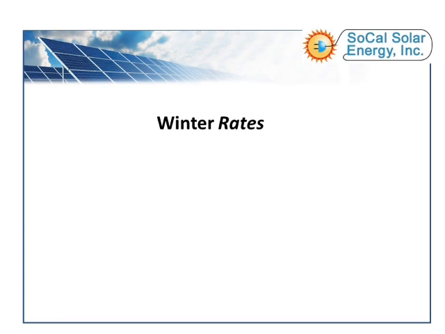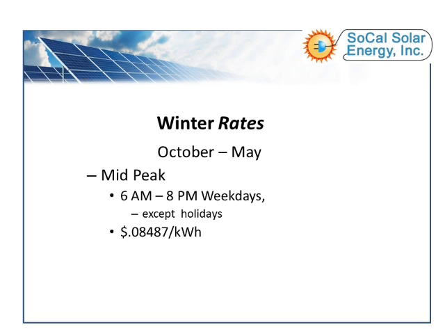Winter rates apply for the months from October through May. There are only two time periods for winter, mid and off. Mid-peak runs from 6 a.m. to 8 p.m. weekdays except holidays. A typical rate would be about 8.5 cents per kilowatt hour. Off-peak is any other time, and a typical rate would be around 6.5 cents a kilowatt hour.